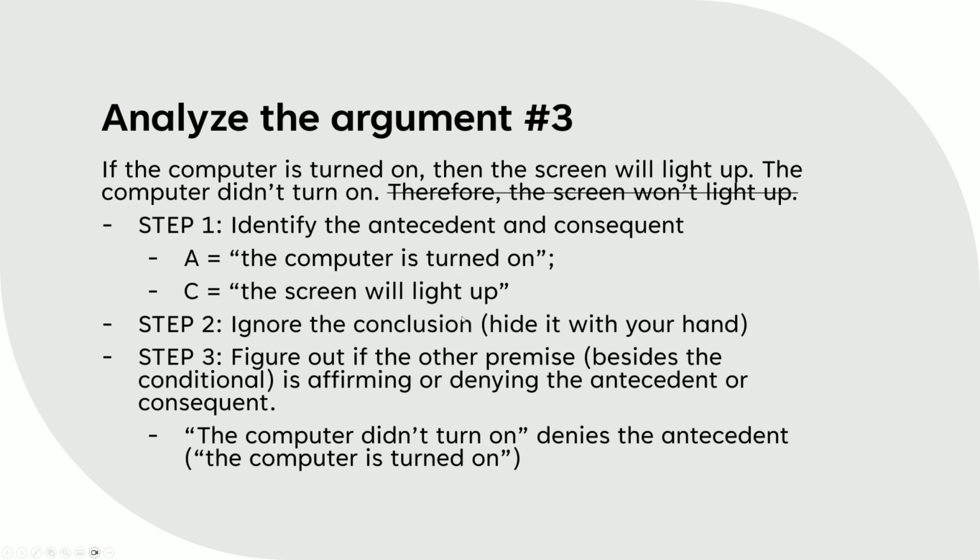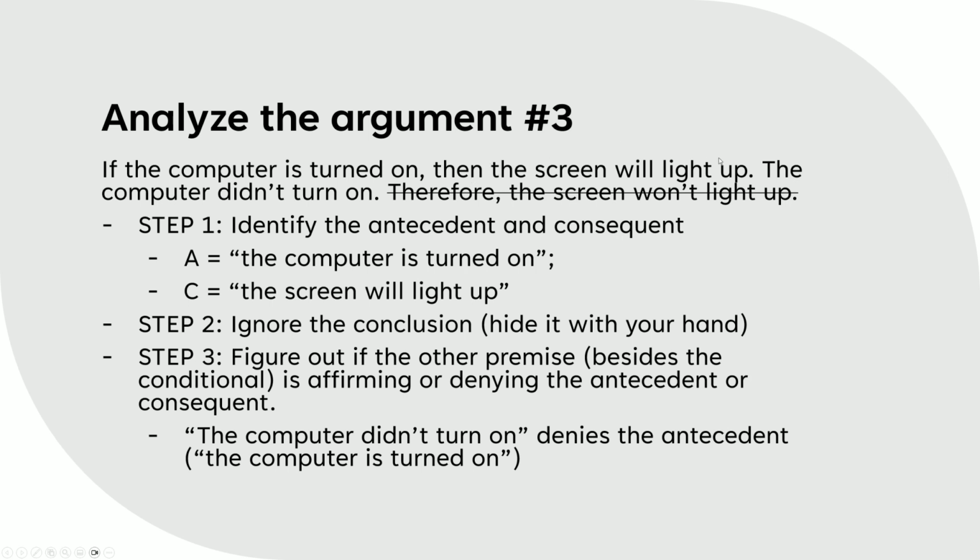Okay, so let's do this in a more step-by-step fashion. First, I identify the antecedent and consequent, okay? So I look for the if-then. If the computer is turned on, then the screen will light up. That's an if-then statement. What's the antecedent? The antecedent comes after if. So the antecedent is the computer is turned on. Great. What's the consequent? Comes after then. The screen will light up.